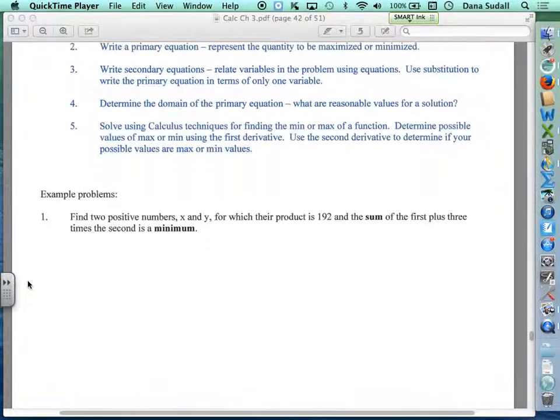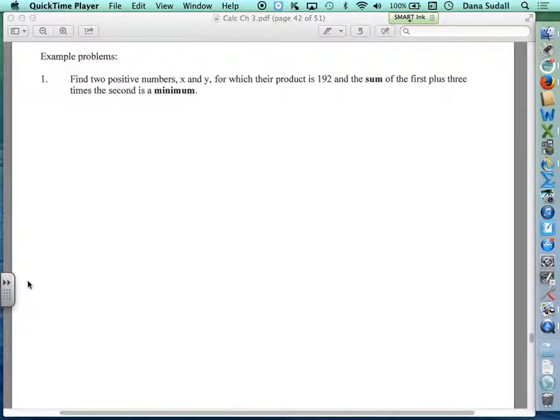All right, so let's look at this first example here. You have two positive numbers, x and y. Their product is 192. The sum of the first plus 3 times the second is a minimum. So let's do that first step where we come up with the different quantities that we have. x is our first number. y is our second number. And it says their product, so x times y is 192. And then finally it says the sum of the first plus 3 times the second, and that's going to give us a minimum. So those are the values that they gave us.